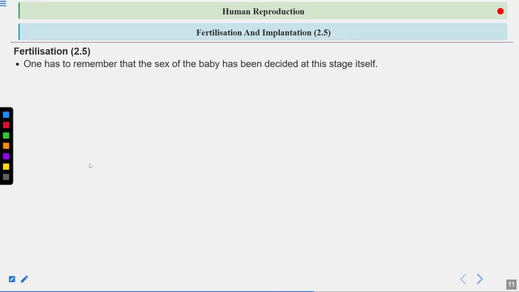Now, one has to remember that the sex of the baby is decided at this stage itself. So when the zygote is formed, the sex of the baby has already been decided. So this is very important. You can get a question from here: at which stage is the sex of the baby already decided?